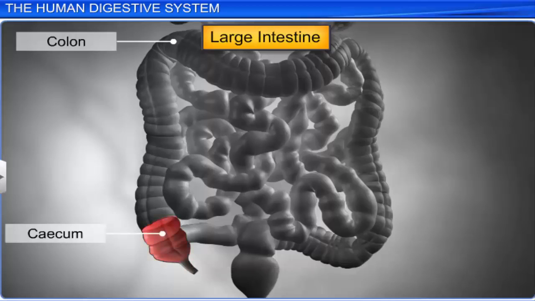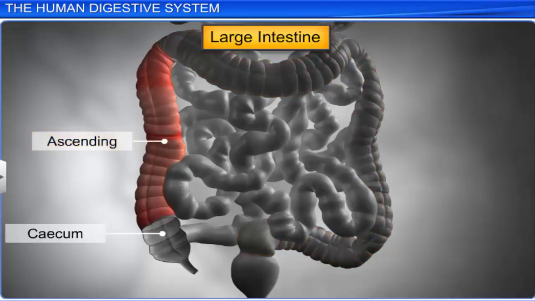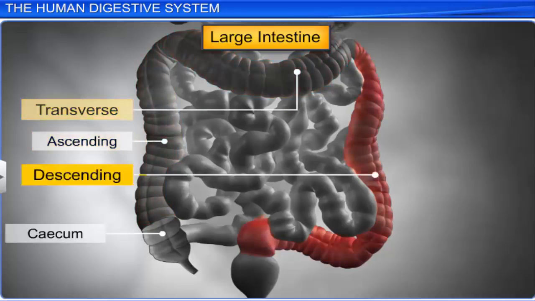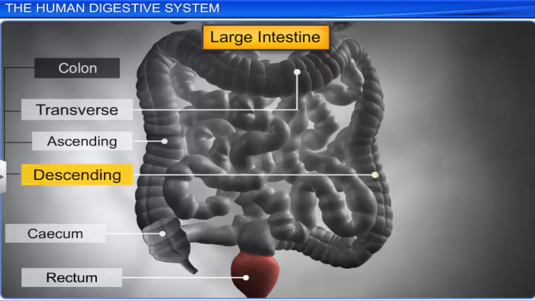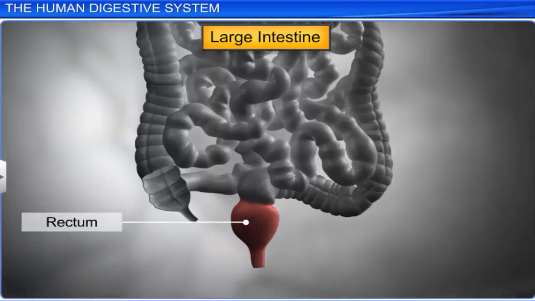The cecum opens into the colon, which is divided into an ascending, a transverse, and a descending colon. The descending part of the colon leads to the rectum, a bag-like structure which stores undigested food as fecal matter till it can be passed out. The rectum leads to the last member of the alimentary canal, the anus, which expels the undigested food remains.